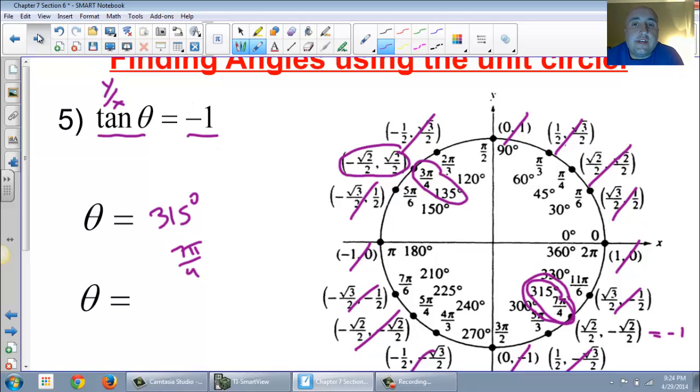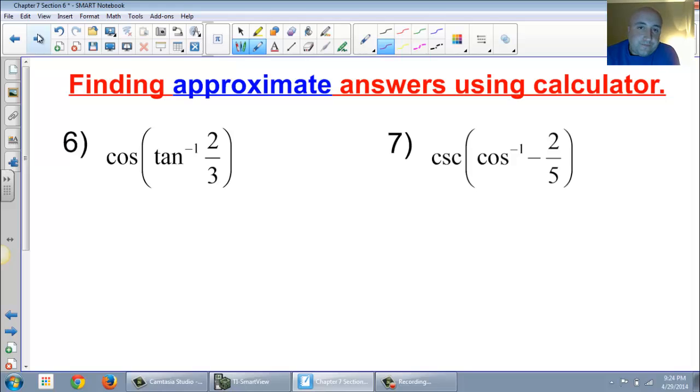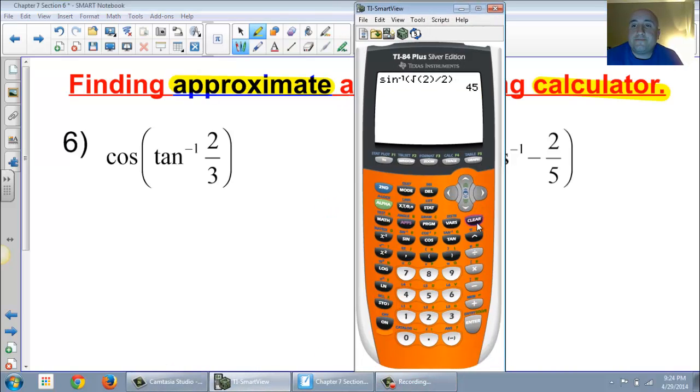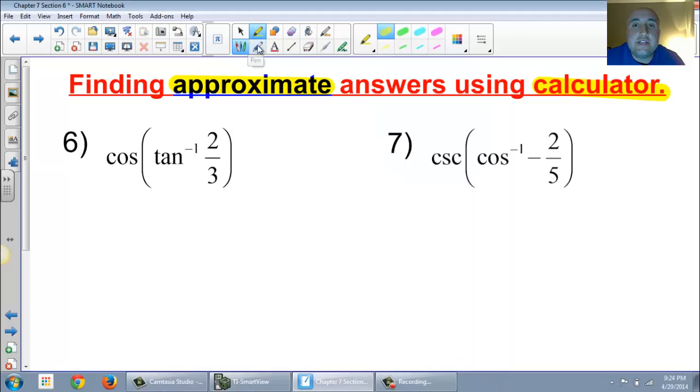Okay. All right, so the next type of problem that you're going to see in the inverse section is finding approximate answers. So this is the way you do it using the approximate. If it says approximate, we're going to use our calculator. Approximate equals calculator. So I'm going to pull up the calculator, and we're going to do these problems here. The first one says, now, going way back to middle school, order of operations says I need to do my parentheses first.